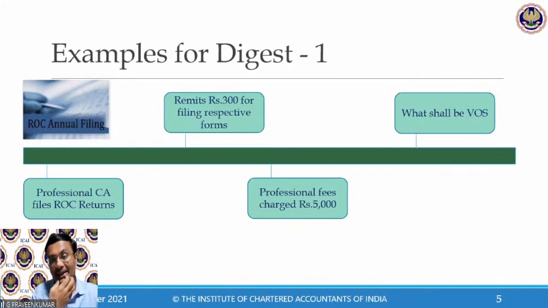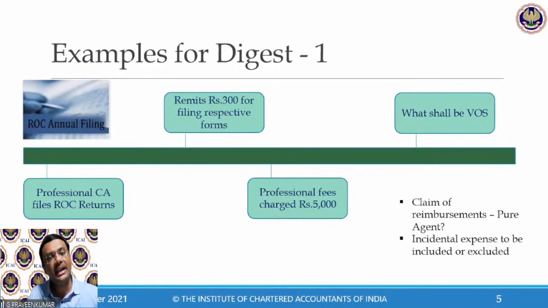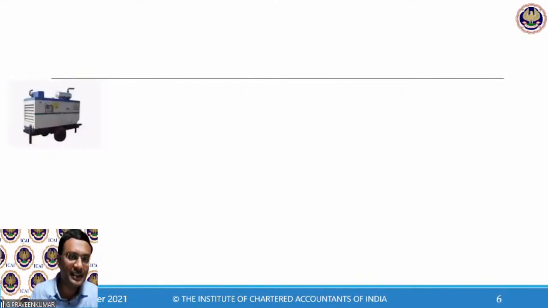Now the question here is, what should be the value of supply? Should I consider 5,300 on which GST at the rate of 18% has to be charged? Or should I keep this 300 rupees away, saying that it is a reimbursement for me as a pure agent? I talk to the client saying that whatever expenses I have to incur at ROC in the process of filing your return forms, I claim those expenses at actuals as a pure agent. So what does Section 15 say about this particular transaction?